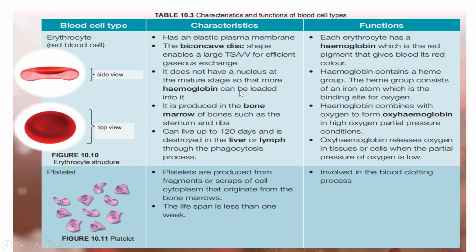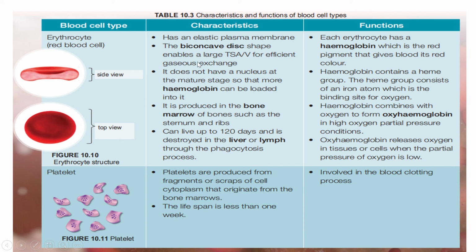Okay, now next is this table on the blood cell types. So the first one, let's look at the erythrocyte, which is also the red blood cell, the side view and also the top view. Sometimes people say the erythrocyte is like a donut, just that it doesn't have a hole in the middle. Why do you call it a donut? Because of the concave region here, biconcave. Biconcave disc shape.